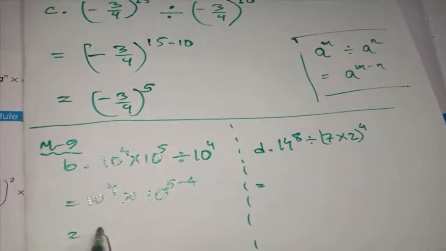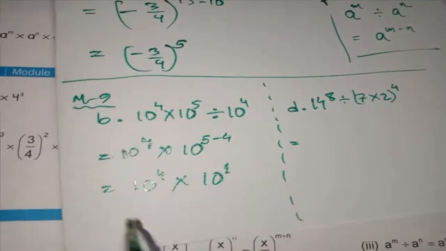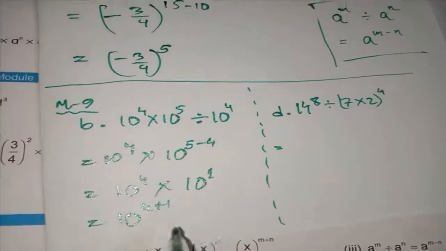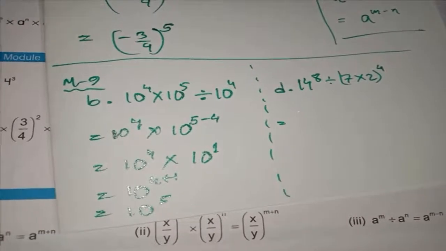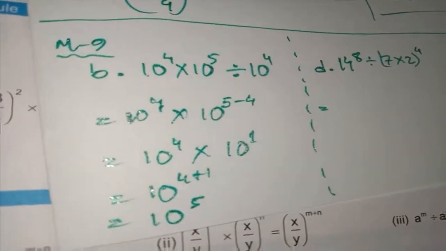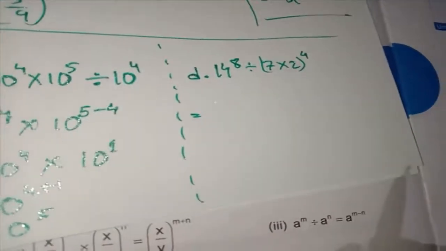Okay, then it will be 10 to the power 4 multiplied by 10 to the power 1, or 10. Then for multiplication we have to add the powers, that means 10 to the power 4 plus 1, which will give you 10 to the power 5. So this is how you are going to solve all the problems in module number 9. But before concluding module number 9, let me show you how to do question number D also.